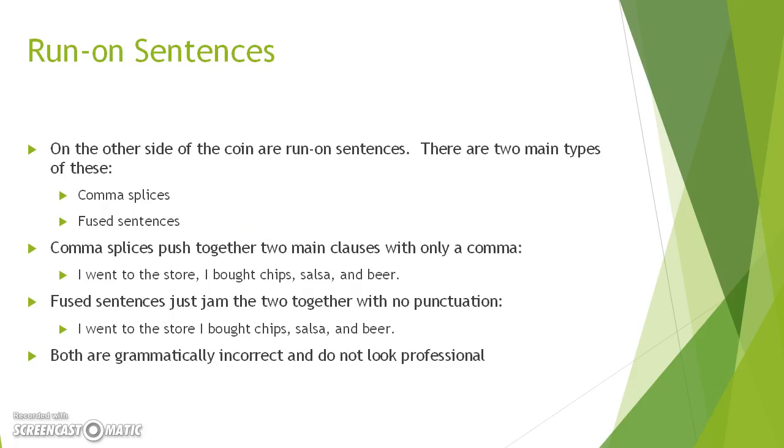On the other side of the coin, we have run-on sentences. And there are really two main types of these sentences. There's what are called comma splices and fused sentences. When we have a comma splice, we've got two main ideas, two independent clauses separated only by a comma. I went to the store, comma, I bought chips, salsa, and beer. A fused sentence just jams the two together with no punctuation. I went to the store I bought chips, salsa, and beer. Both of these are grammatically incorrect, and they don't look professional. That's the problem. You lose credibility as a professional, believable writer when you have these.